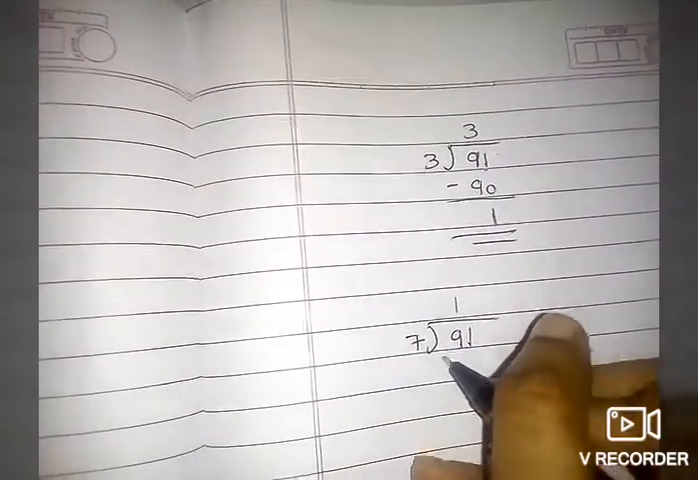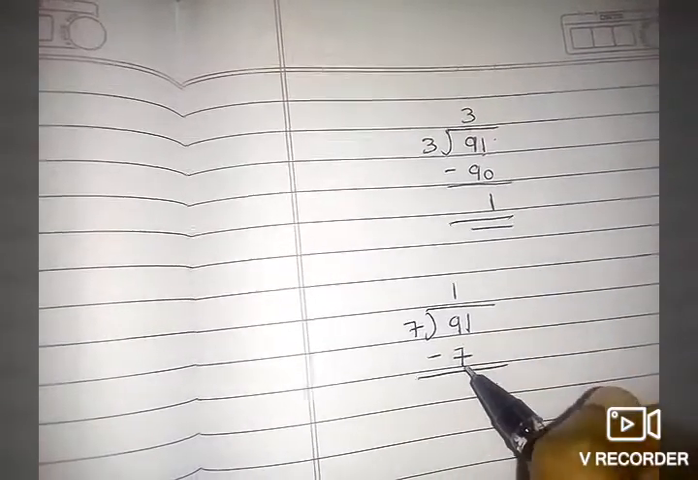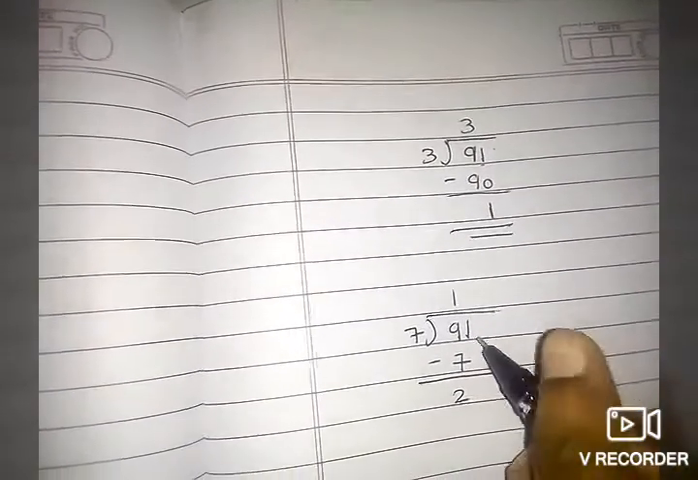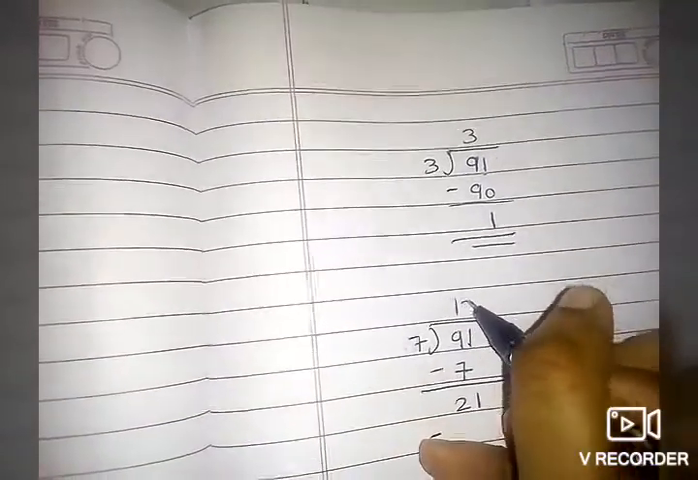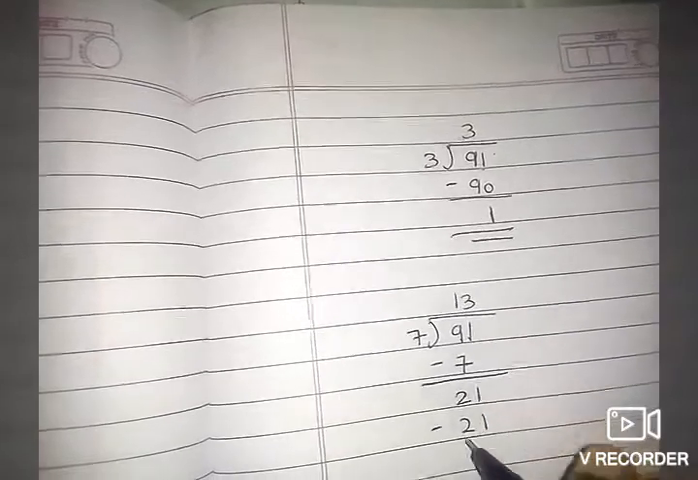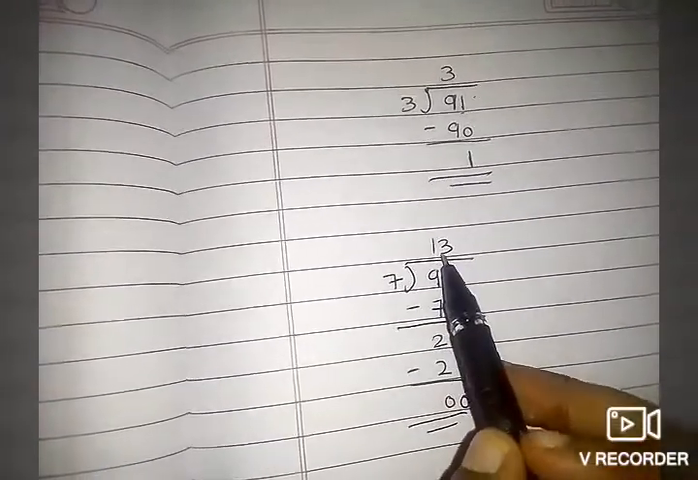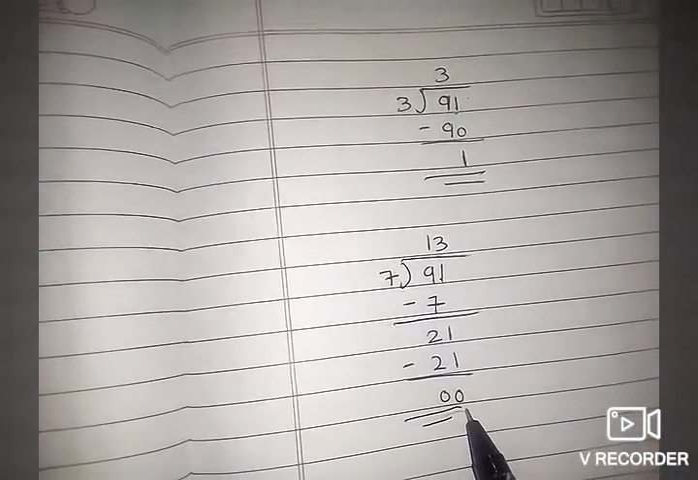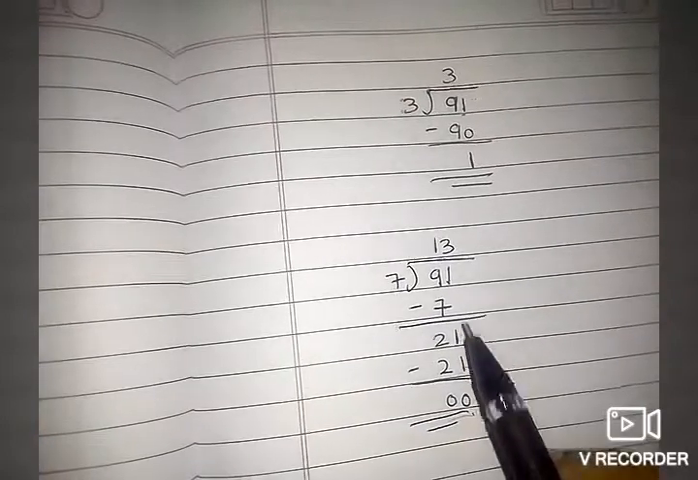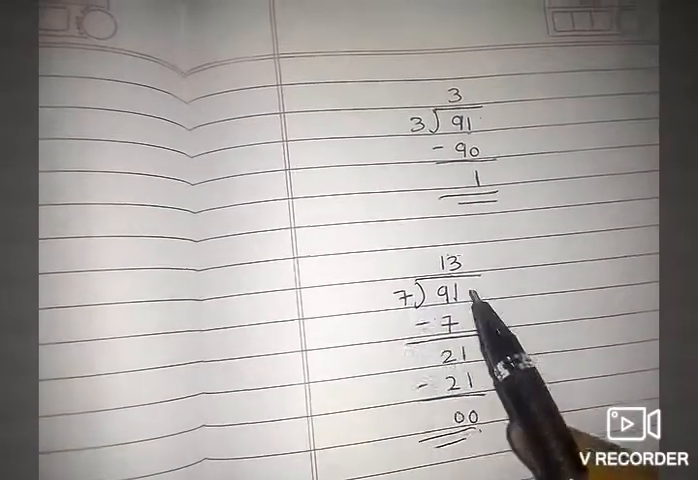7 ones are 7. 9 minus 7 is 2. 1 you have to bring it down. 7 3s are 21. So you have to check like this. So I got your quotient 13, remainder 0. When you are dividing, the remainder should always get 0 if the table is going, any table.